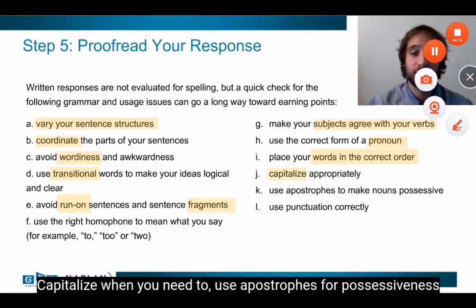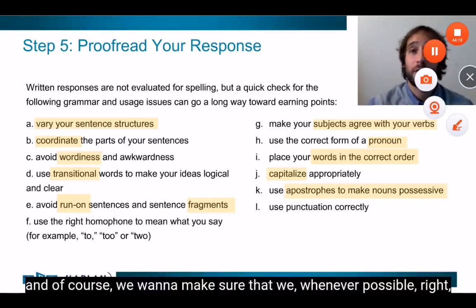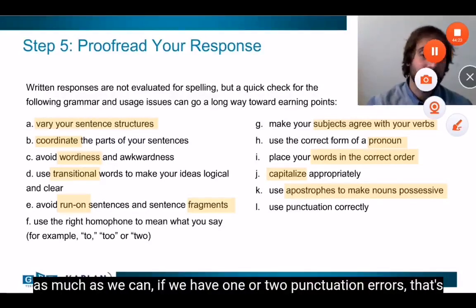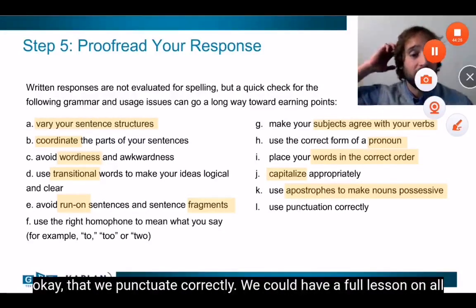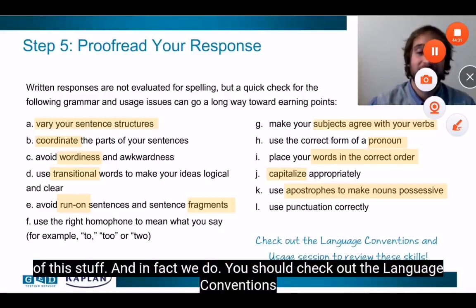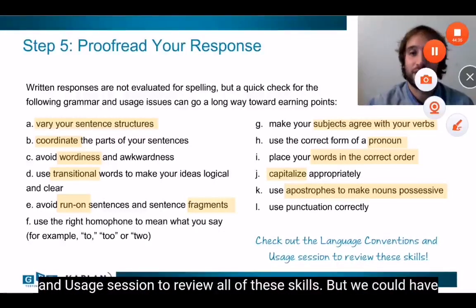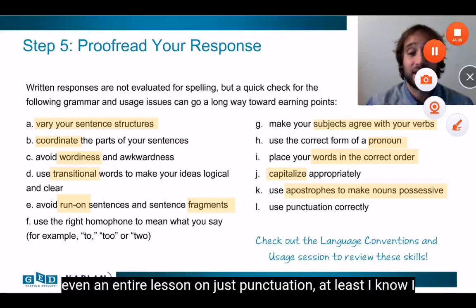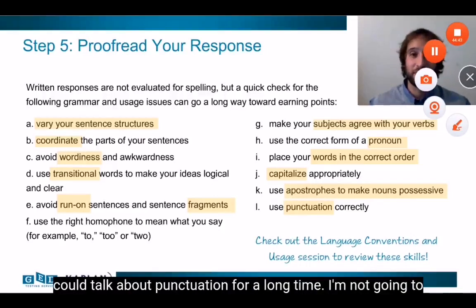Capitalize when you need to. Use apostrophes for possessiveness, and of course we want to make sure that, whenever possible, as much as we can, we punctuate correctly. If we have one or two punctuation errors, that's okay. We could have a full lesson on all of this stuff, and in fact we do. So you should check out the language conventions and usage session to review all of these skills. But we could have even an entire lesson on just punctuation. At least I know I could talk about punctuation for a long time.